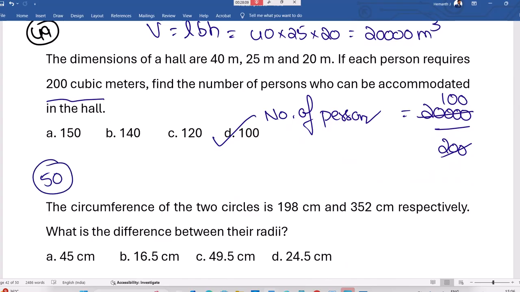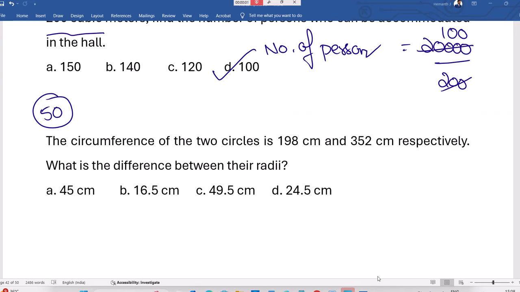50. Difference between the radius is the question. What is the answer? Difference between radius. What is the circumference of circle? 2 pi r. Circumference of two circles are given. Now the difference between the radius is what the question. No need to calculate radius 1, radius 2, then taking difference. That's what waste of time. Many people are doing that. Don't do that. Okay, don't waste your time.